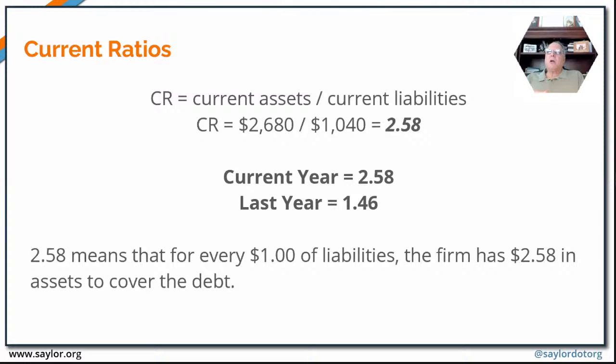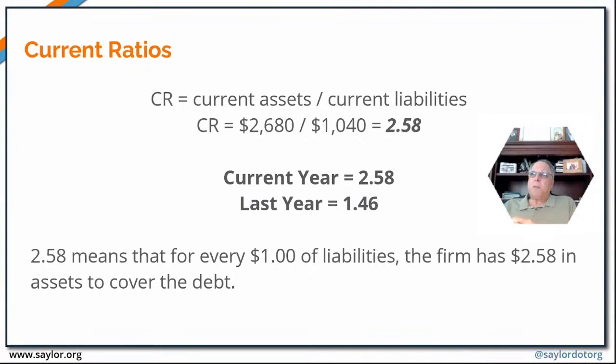In this case, our current ratio is 2.58. Last year, that current ratio was 1.46. Is that good or bad? Well, let's make sure we understand what it means. A current ratio of 2.58 means that for every dollar of liabilities, the firm has $2.58 in assets that can be used to cover those liabilities.